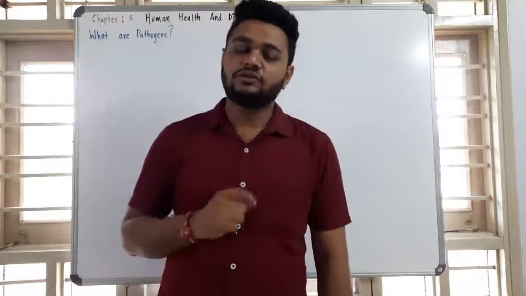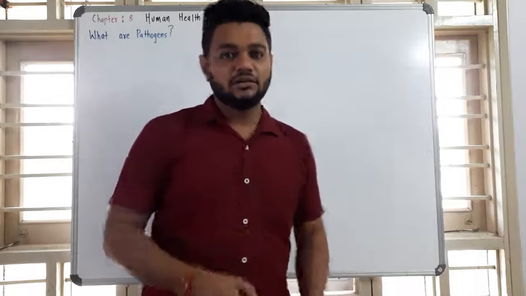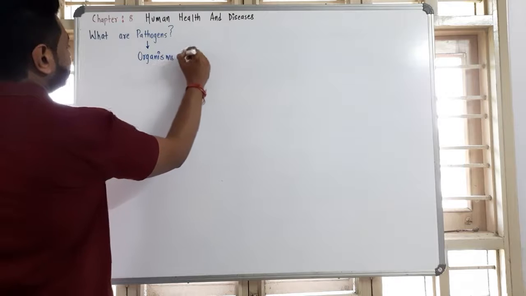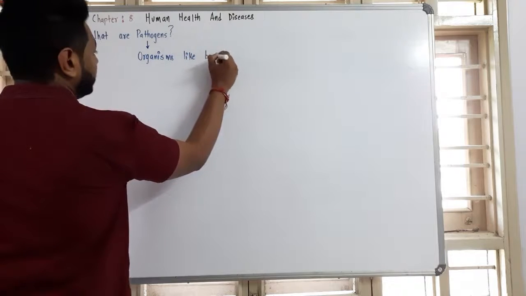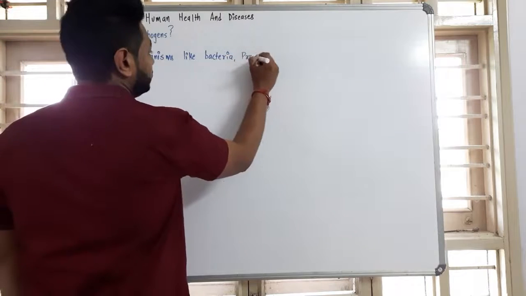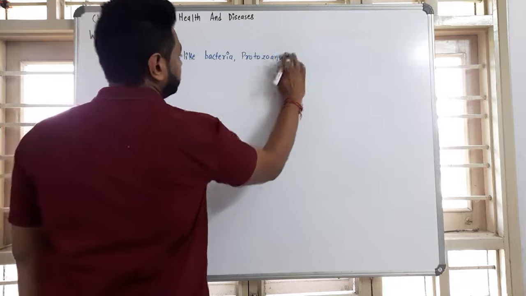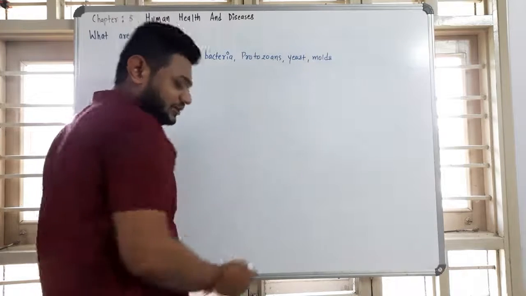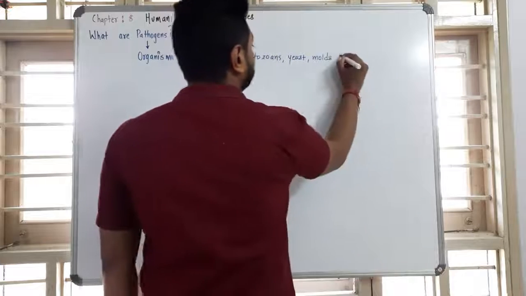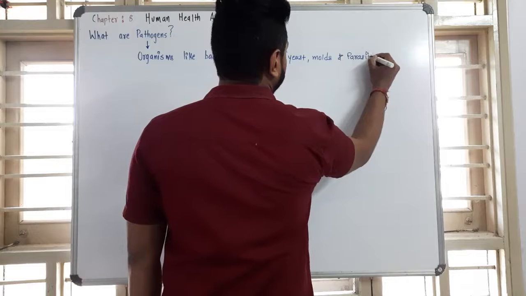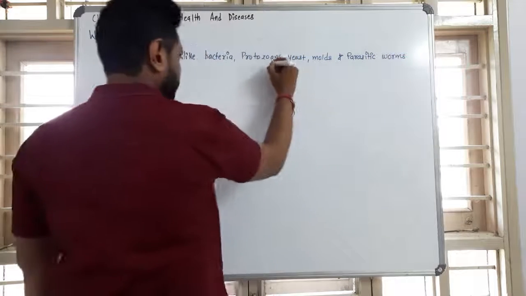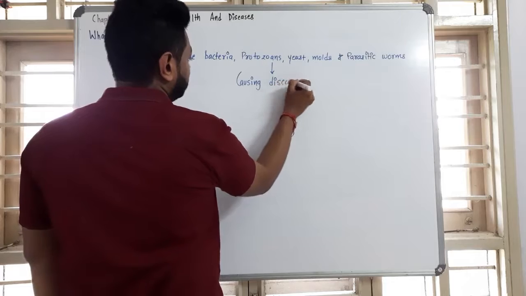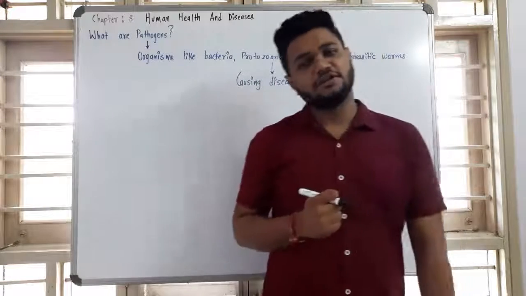Now what are pathogens? Pathogens are organisms like bacteria, protozoans, yeast, molds, and parasitic worms causing diseases; they are referred to as pathogens. Virus is not a living organism.